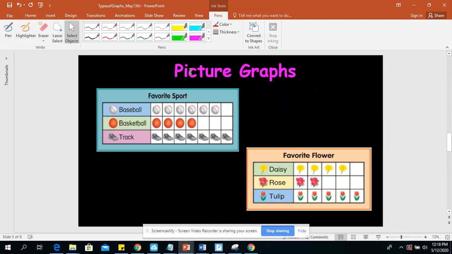Let's move on to picture graphs. So in a tally chart, you count tally marks to read the chart. In a picture graph, you have to count the pictures on the graph. Here are 2 examples of picture graphs. Here's one, and here's one. And instead of tally marks, you'll see pictures.